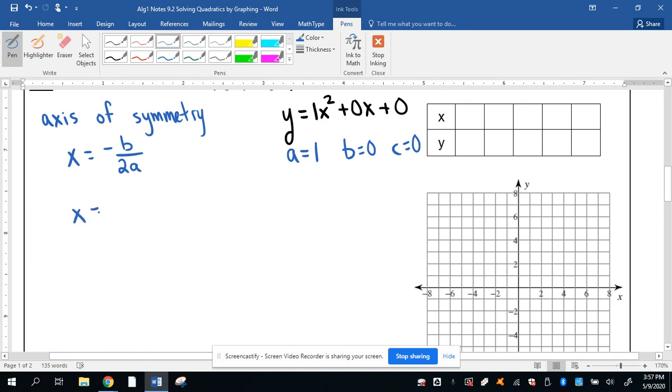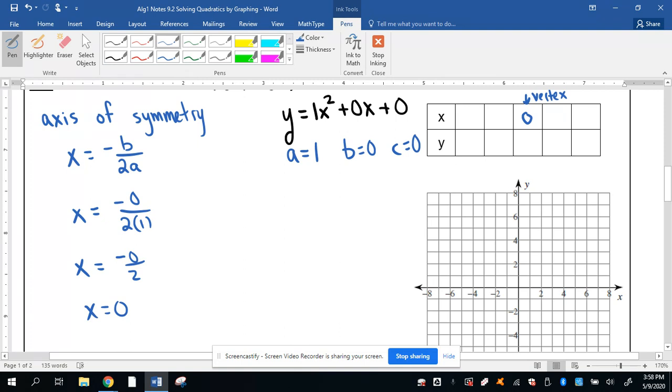So x equals negative 0 over 2 times 1. So x equals negative 0 over 2, which is just 0. So we know that the vertex is at 0. Now, these tables, for example, 1, 2, and 3, all have 4 coordinate points. The middle value I am always going to write as the vertex. So where that axis of symmetry is in the middle for the x value.